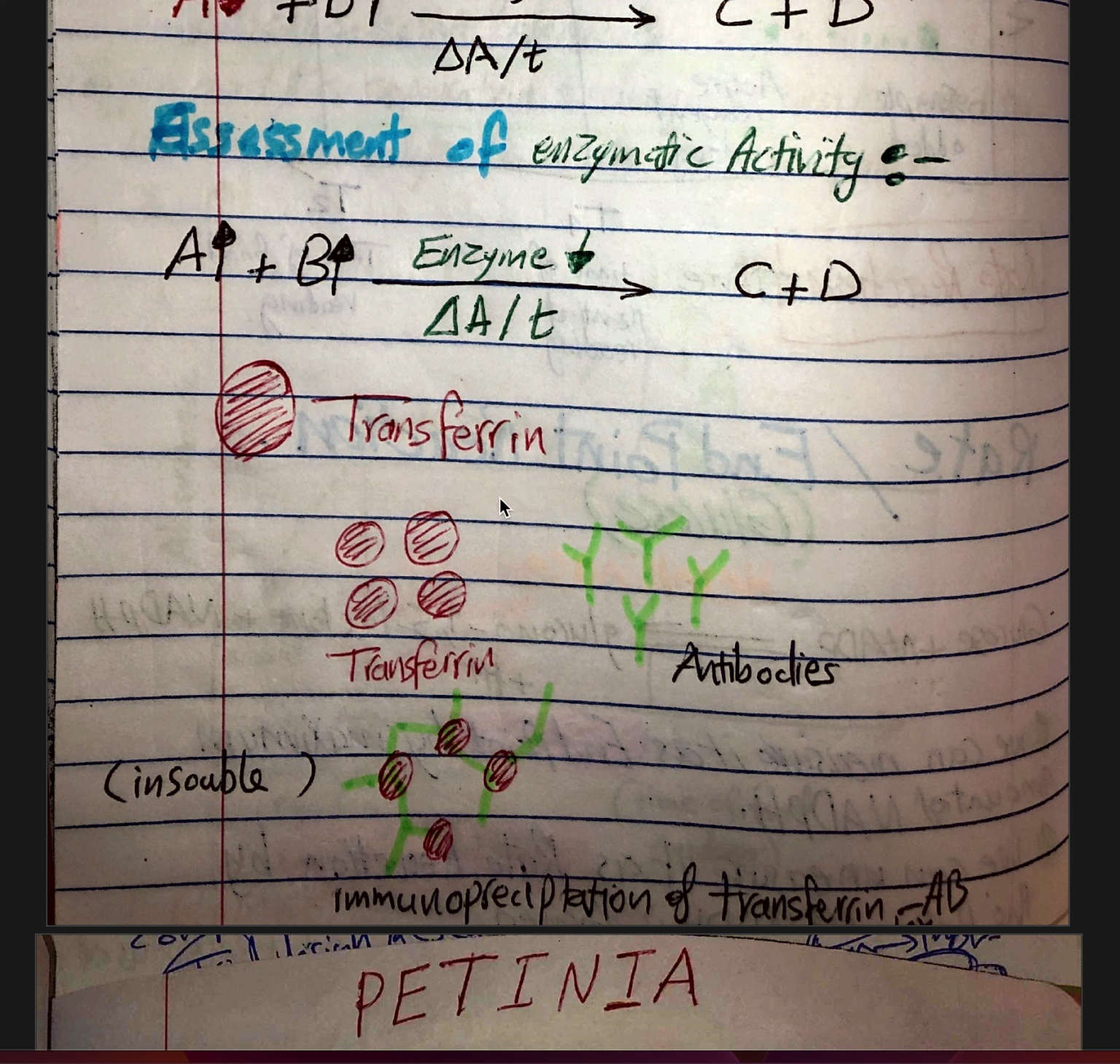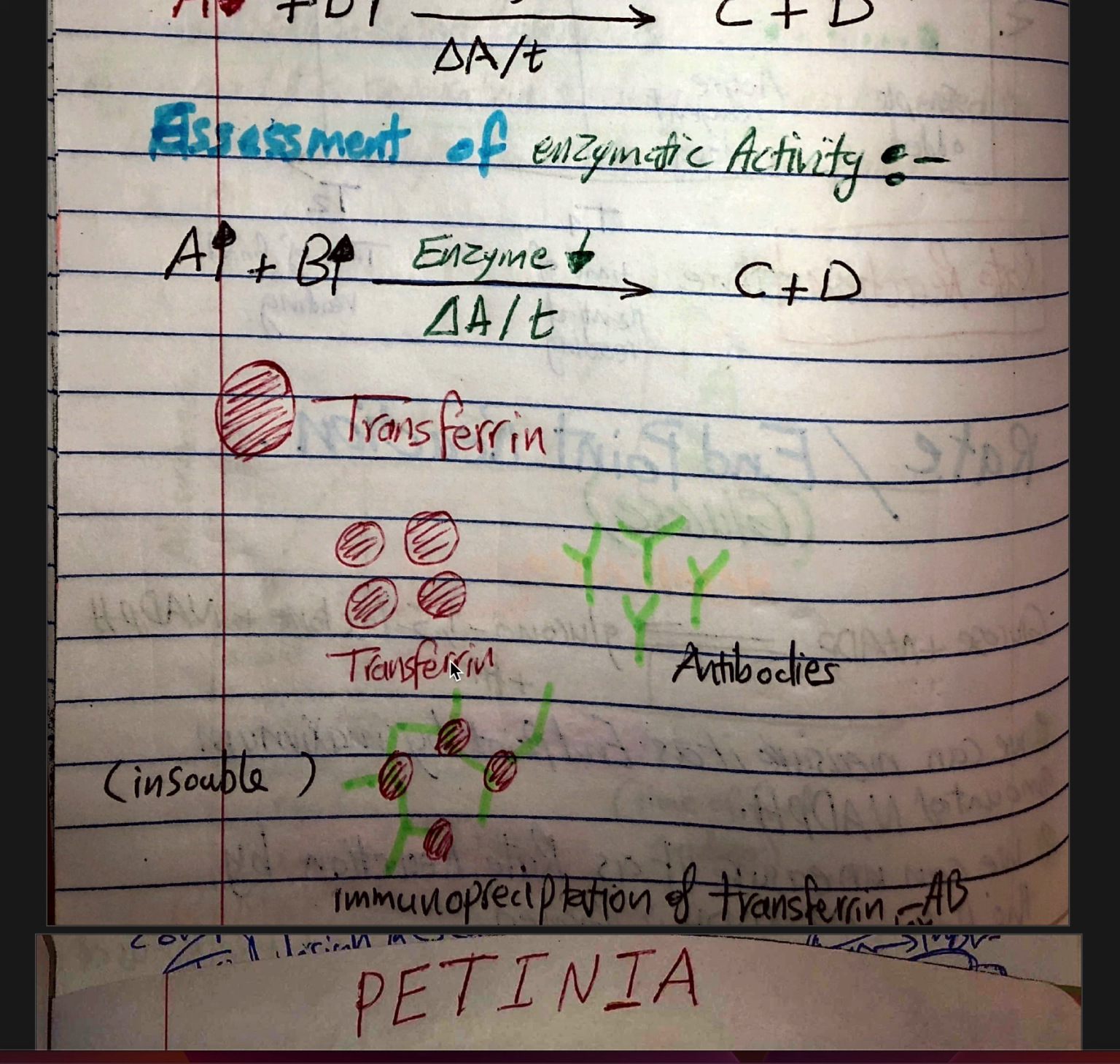Here we have transferrin, and this transferrin is soluble because it is present in our blood. Then antibodies come, and these antibodies bind to the transferrin and form immunoprecipitation of a transferrin-antibody complex. After the transferrin-antibody complex forms, it becomes insoluble.